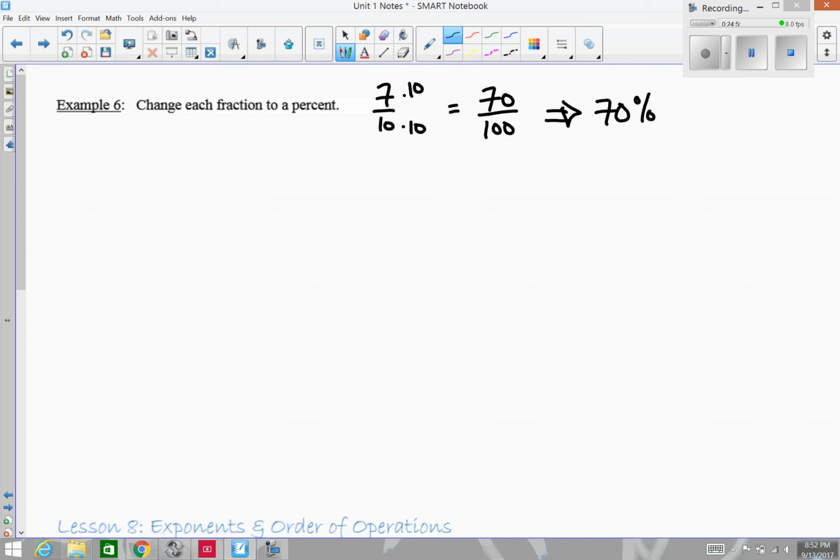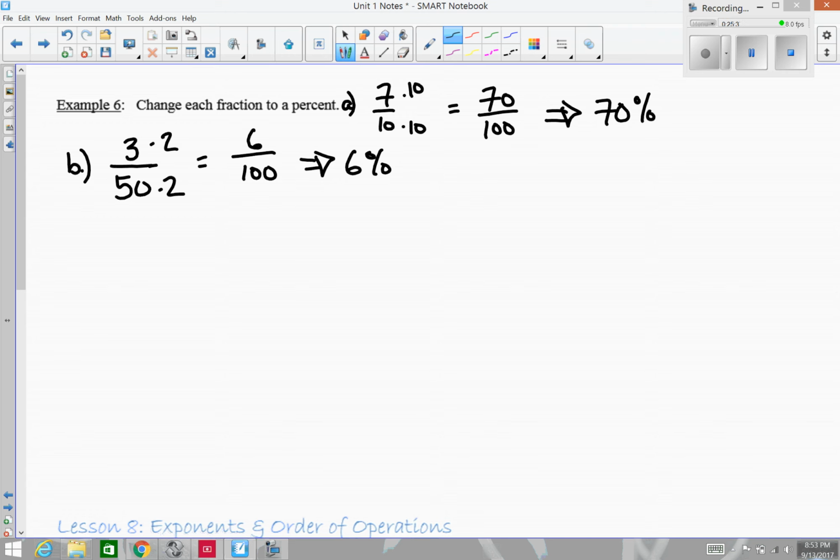If I have something like 3 over 50, we'll call this one A, this one B. This is another example of a fraction where it would be fairly simple to rewrite it so that the denominator is 100, and I could do that by multiplying both the numerator and the denominator by 2, and we would get 6 over 100. So changing that to a percent, it's being compared to 100. This would be 6 with a percent sign.